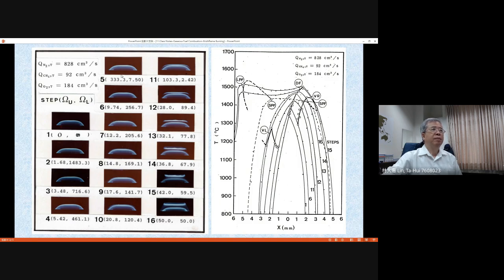I think I made a mistake here. How come this is 3.48, 5.9? This should be continuously increasing. I did not see clearly here, and the paper is already published. I am sorry about this. Maybe this is just reversed. Actually, this is 7.5, then 9.74, continuously increasing, up to here, 50.